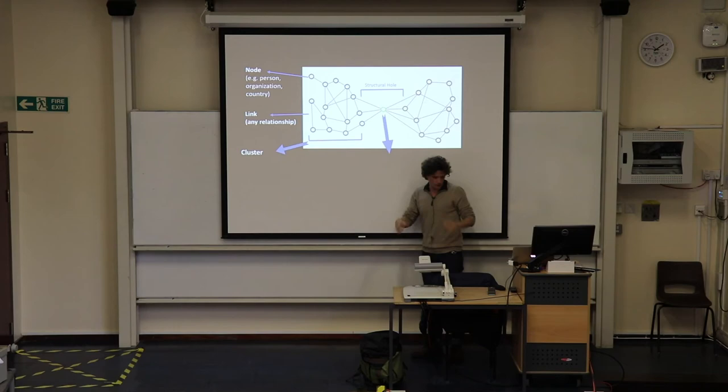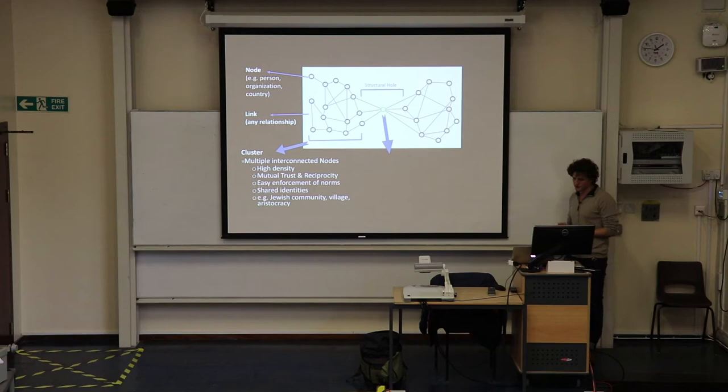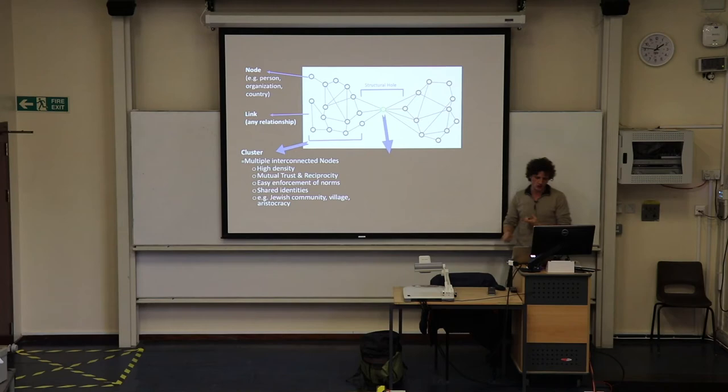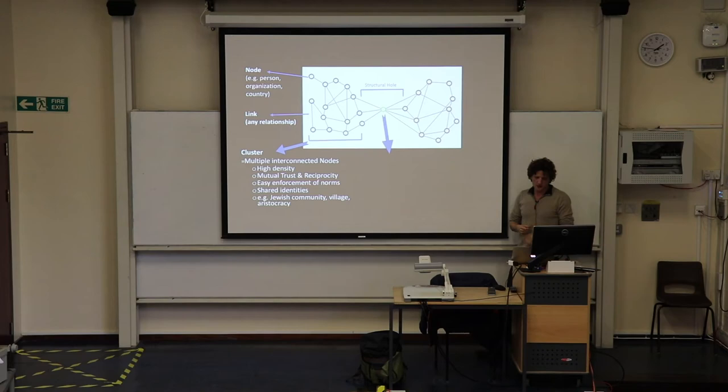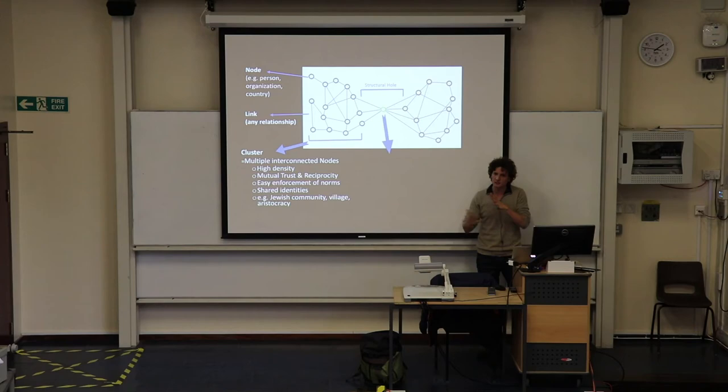And when you have several nodes densely interconnected, you get a cluster, right? And clusters, as we just saw with the example of the diamond market, are characterized by high density of relationships, lots of trust and reciprocity, because they all know each other and they probably hang out together quite often. There's easy enforcement of norms, and usually some kind of shared identity, because why would you be so densely interconnected with all these people if you're not part of some kind of similar identity community?